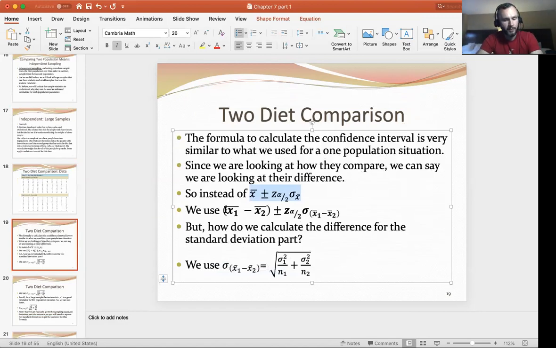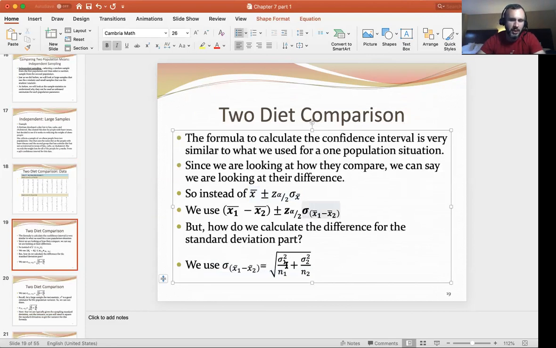So the way that we modify this is, instead of the point estimate being a single value, the point estimate is a difference. We're still using z just like we have before, and then we have to modify our sigma to be the sigma for that difference of means. But how do we calculate the difference in the standard deviation part? Here it is right here.